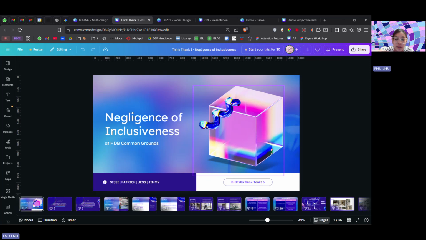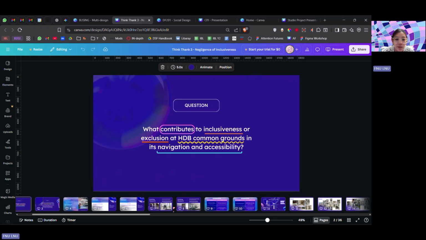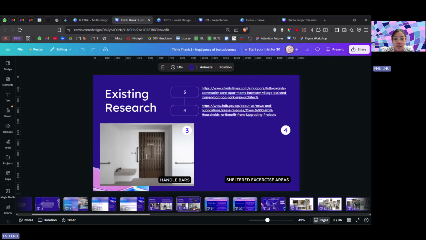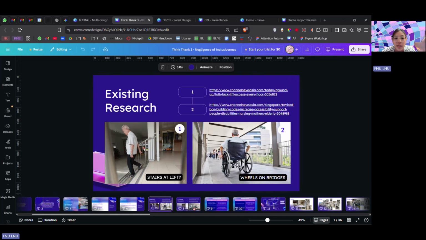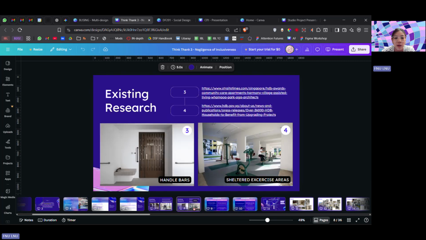So for my group, we did on negligence of inclusiveness. That means where people live, what are the things that are quite different around their neighborhoods? So in Singapore, if you do come, HDBs are a very prominent thing. They are called Housing Development Board flats, which is where a lot of locals in Singapore live.